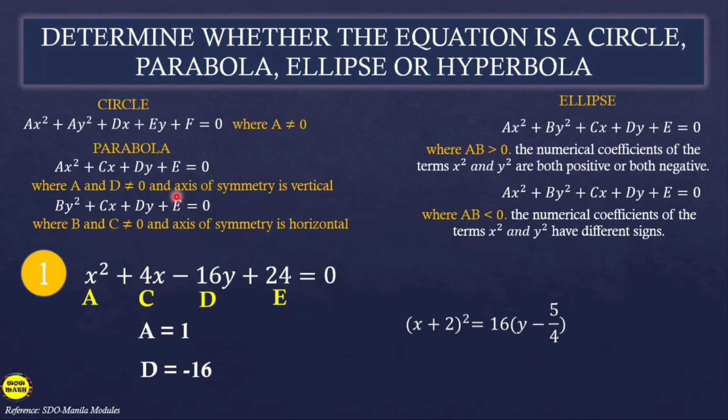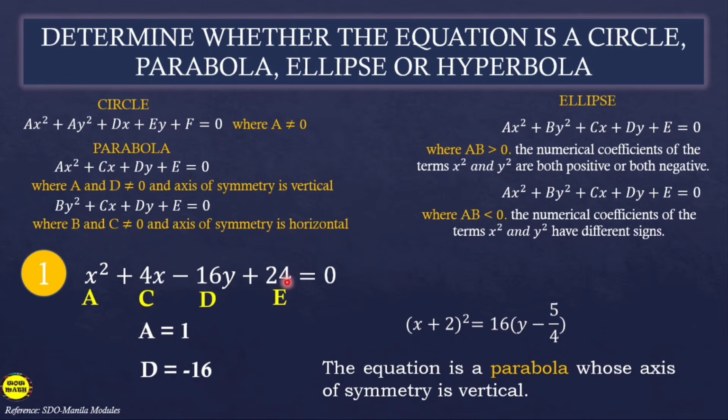And then, yung axis of symmetry niya, since given yung A saka yung D, ito yan. Okay, yung una. So yung axis of symmetry niyan ay vertical. So the equation is a parabola whose axis of symmetry is vertical.